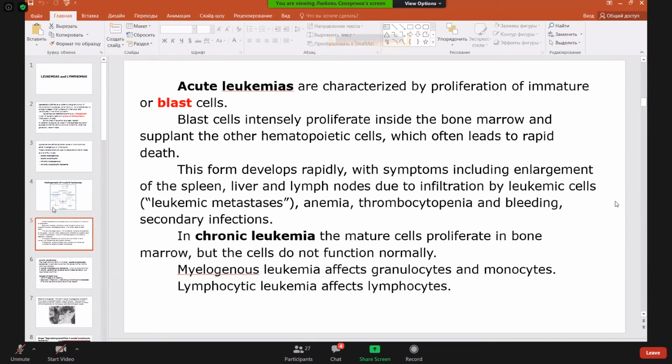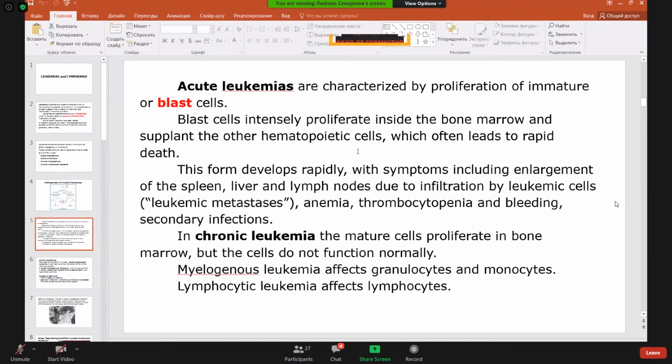And in chronic leukemia, morphologists can reveal the mature cells. These mature cells can be revealed inside the bone marrow again and in circulating blood too. And of course, the cells also proliferate inside the bone marrow. Myelogenous leukemia, chronic leukemia, affects granulocytes and monocytes, and chronic lymphocytic leukemia affects lymphocytes. That's why the clinical symptoms of these leukemias are different.